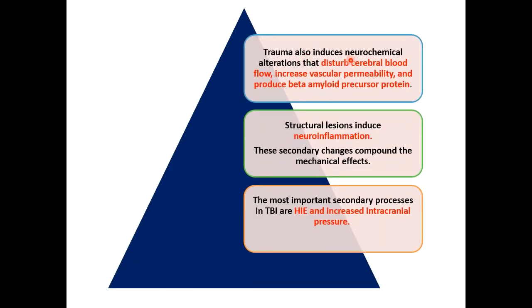A trauma induces neurochemical alterations as well that disturb the cerebral blood flow, increase vascular permeability, and they also produce characteristic beta amyloid precursor proteins. Structural lesions induce neuroinflammation. So these secondary changes compound the mechanical effects of trauma. The most important secondary processes in a traumatic brain injury are the hypoxic ischemic encephalopathy, which has been discussed in the previous class, and the increased intracranial pressure.